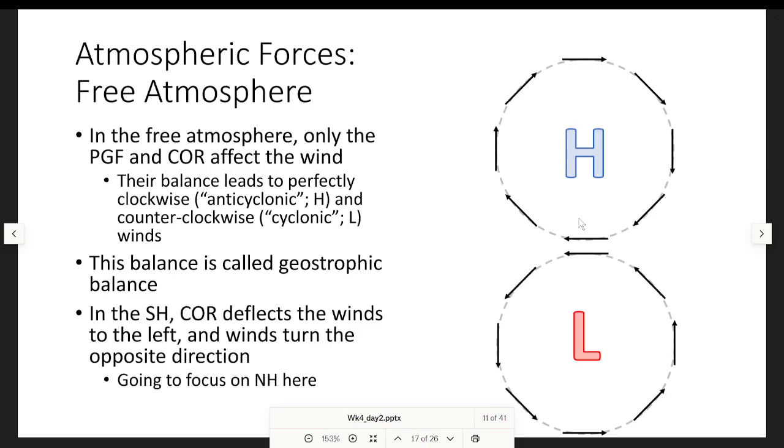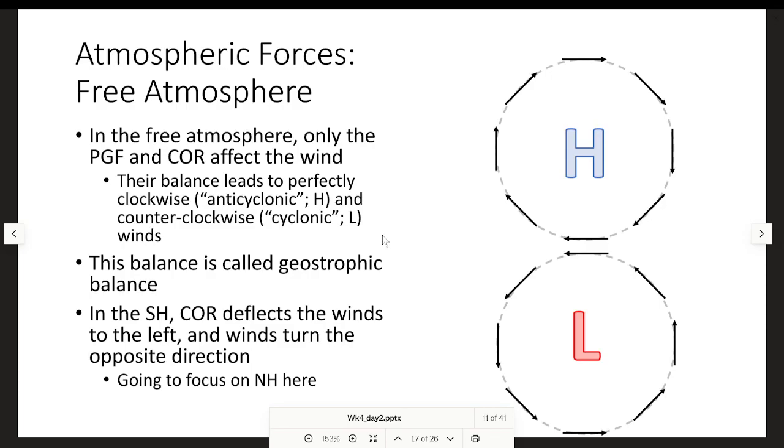In the free atmosphere, only the PGF and Coriolis affect the wind, so this leads to the perfectly clockwise anticyclonic high, so it's moving like this, like a clock, and counterclockwise cyclonic low in the northern hemisphere. This is how you get this, the Coriolis force. You can see it really easily with a hurricane. It also is the case for storms on a larger scale, like mid-latitude wave cyclones. When the PGF and Coriolis are perfectly balanced, this is called geostrophic balance.